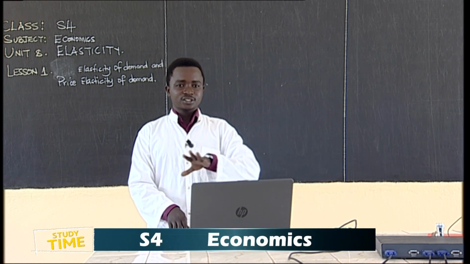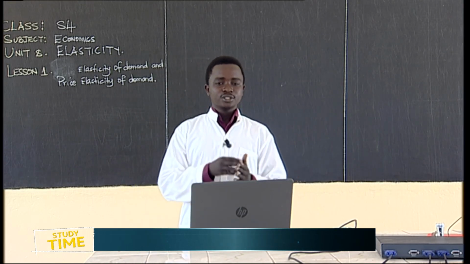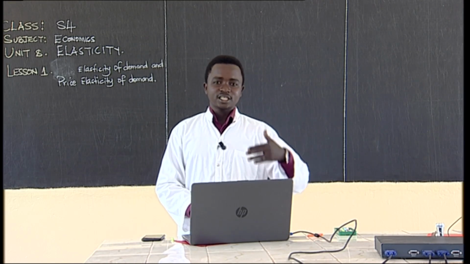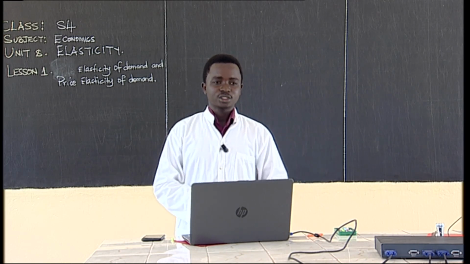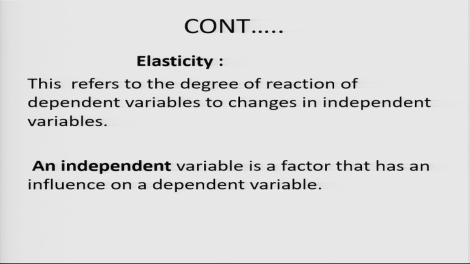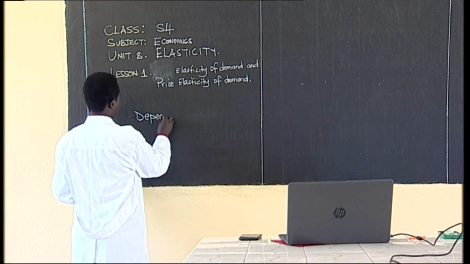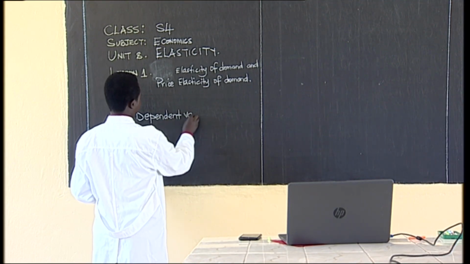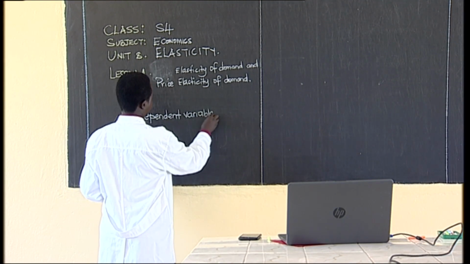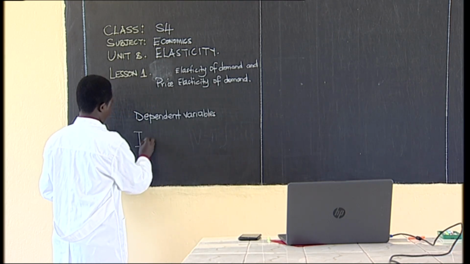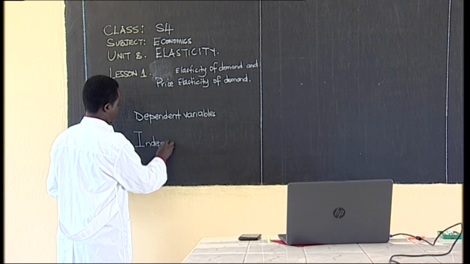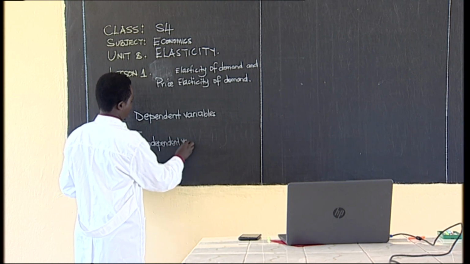So with elasticity, we are going to look at how things change. Now, what is elasticity when we come to economics? Elasticity refers to the degree of reaction of dependent variables to changes in independent variables. We have two things which I want you to first understand. We have dependent variables, and then we have what we call independent variables.